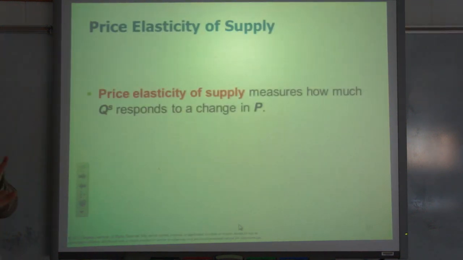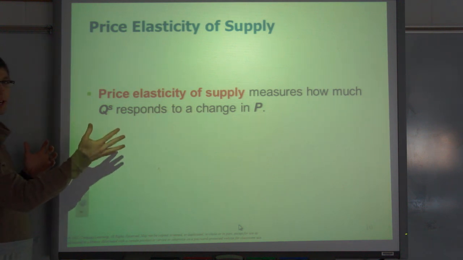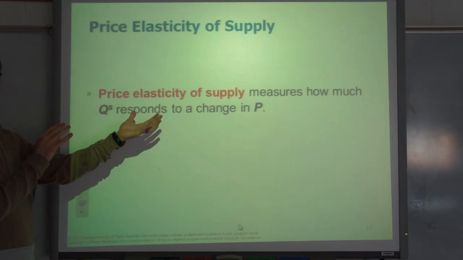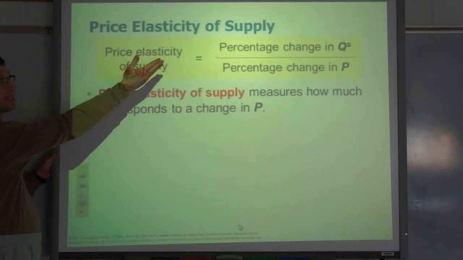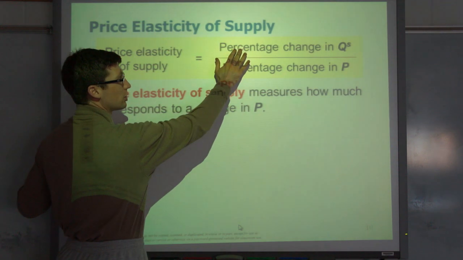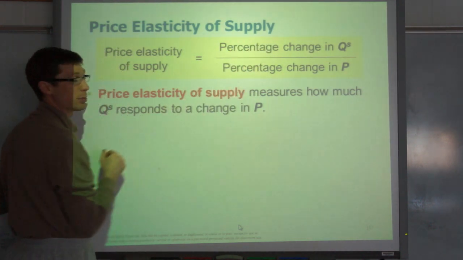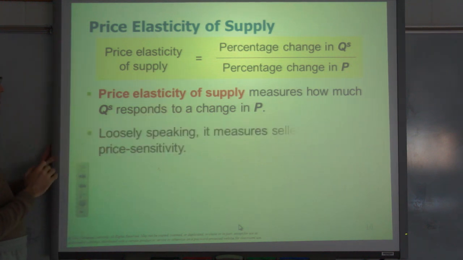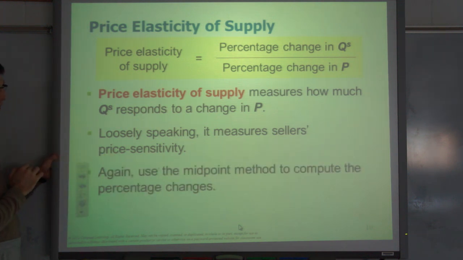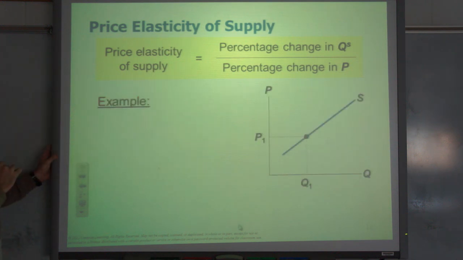Now, what we're going to do is move on to price elasticity of supply, and it's going to be really simple. All it does is just flip the perspective. We're now talking about producers' choices and how they respond to changes in price. It's the exact same formula, we're just taking the percentage change in quantity supplied as opposed to the percentage change in quantity demanded, putting it again over the percentage change in price. We're talking about sellers' sensitivity to price as opposed to buyers' sensitivity to price. And we're going to use the midpoint method to compute our percentage changes.